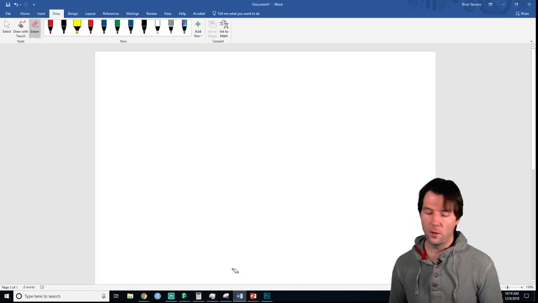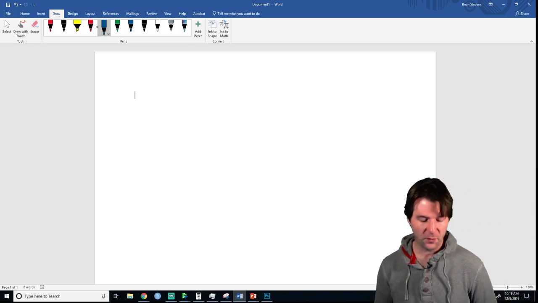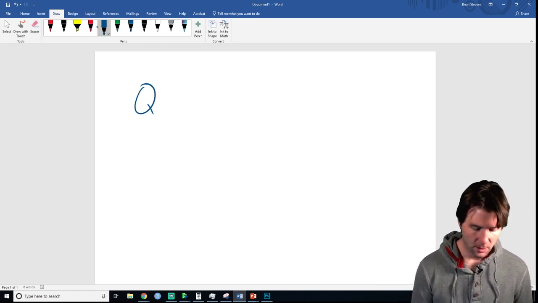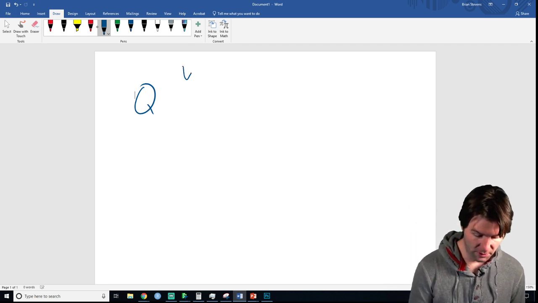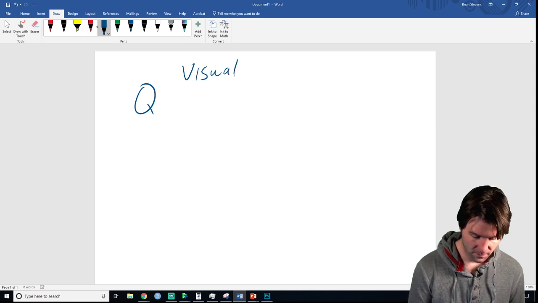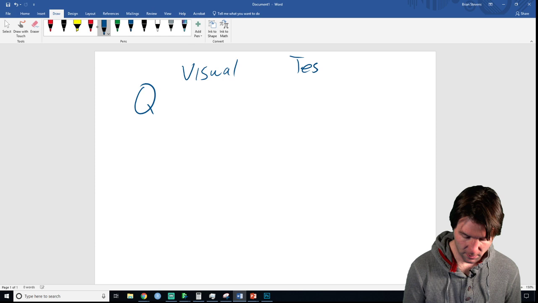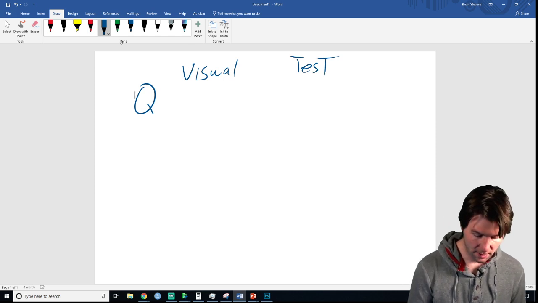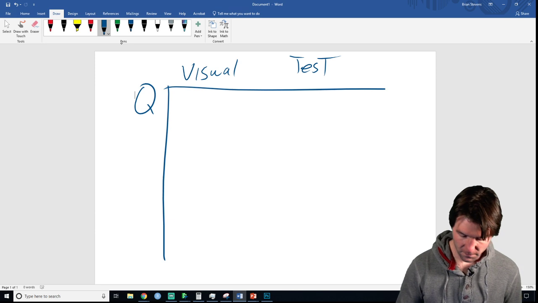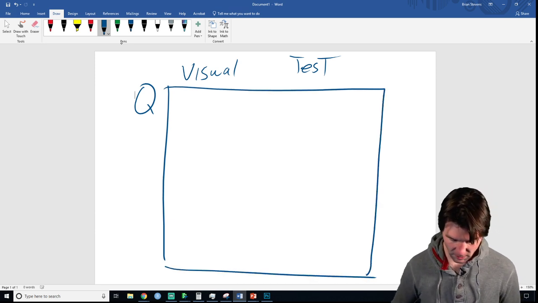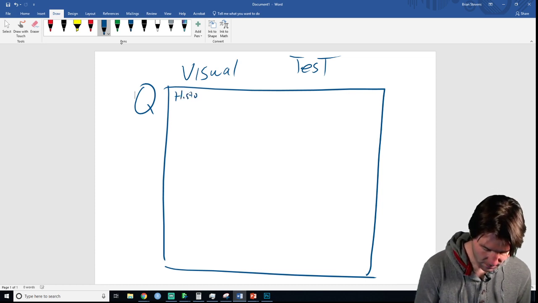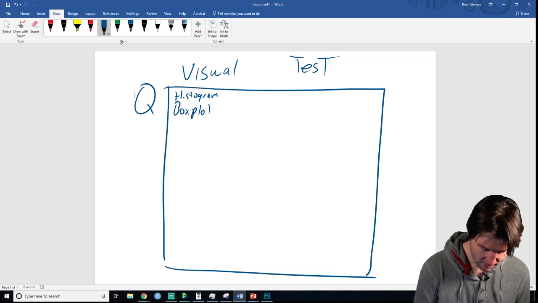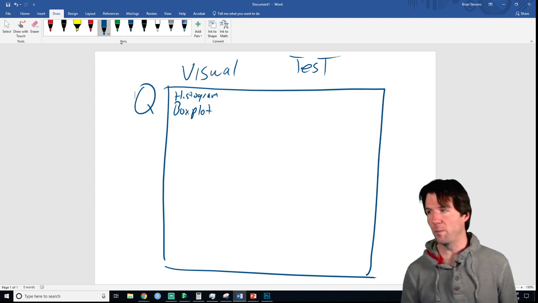Okay. So what do we have for one quantitative variable? If you have one quantitative variable visually, you could do, here we'll go visual right here, and let's go test. So with one quantitative variable, you could make a histogram. You could make a box plot.